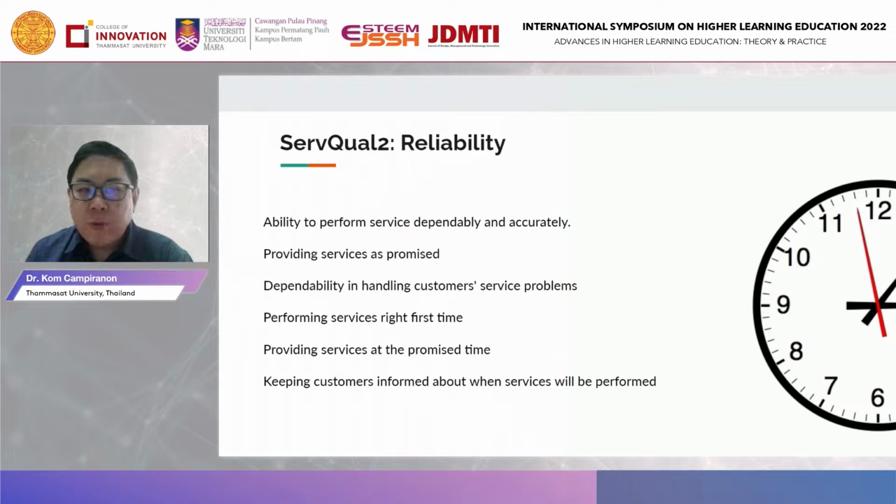When there's a problem, do the hotel staff solve the problem right the first time? Now, I give a lot of examples about hotels, but it could be any kind of business: airlines, transportation, university, bank, hospital, organization. So you can see that the ServQual model can be applied across different businesses to measure service quality.